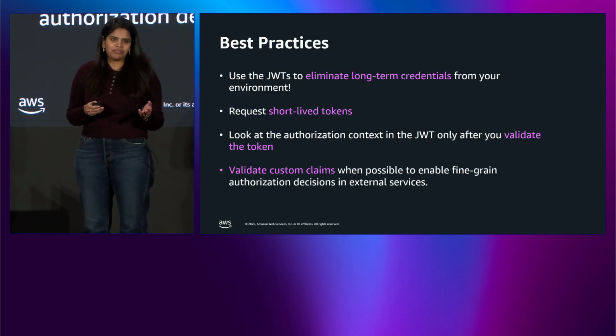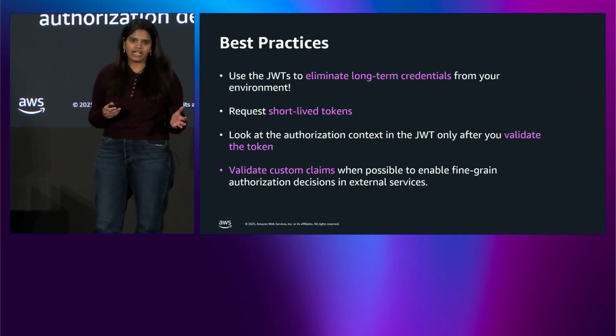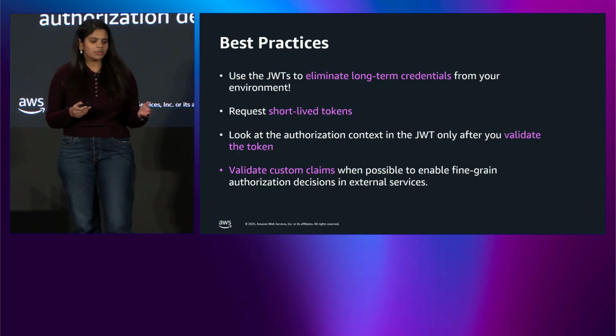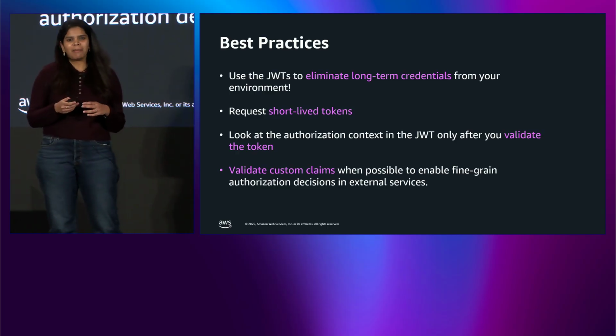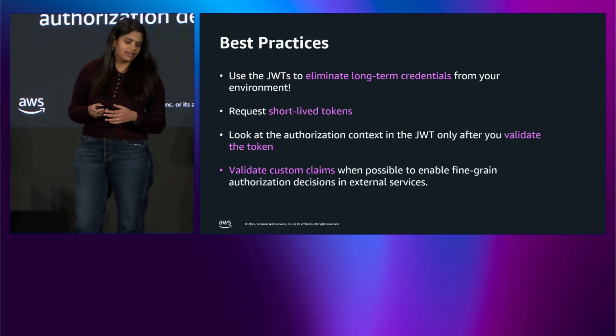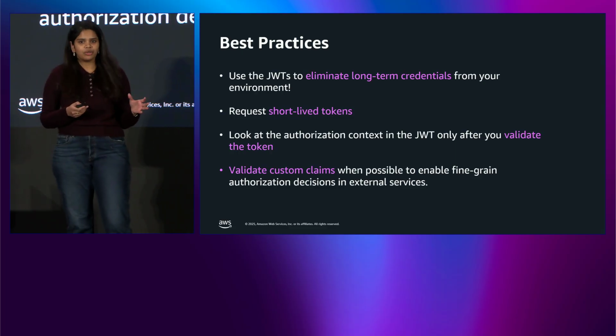Like I mentioned before, the primary goal of building this feature is to eliminate long-term credentials from your environment. So please replace all your API keys and your passwords with short-lived JWTs, and make them as short as possible to prevent unintended access. Look at the authorization context in your token after you validate the signature.